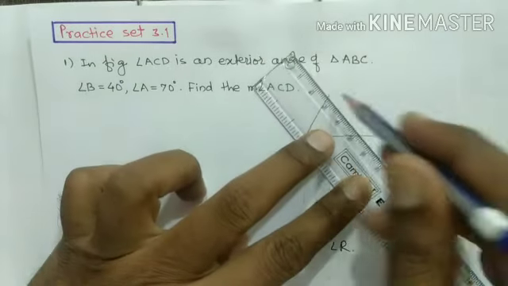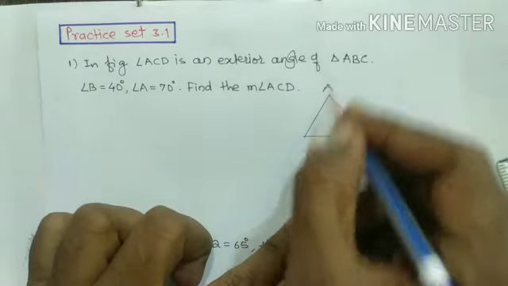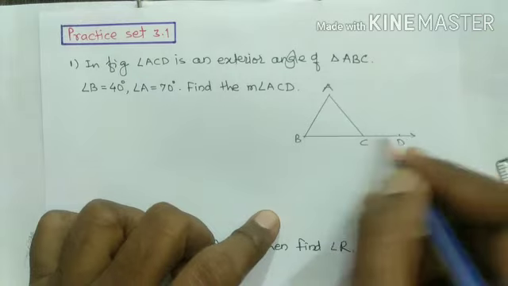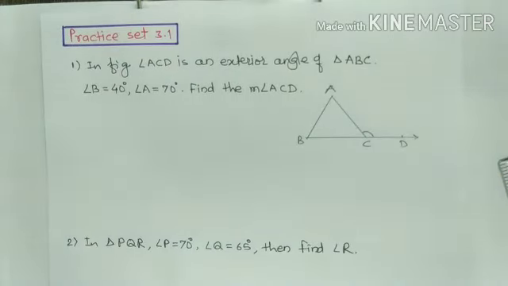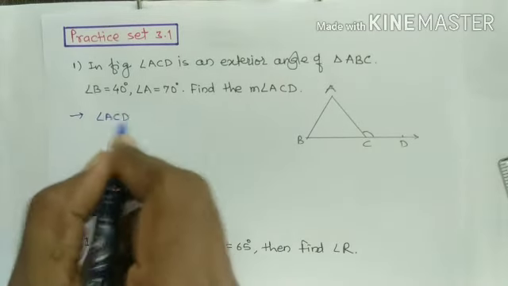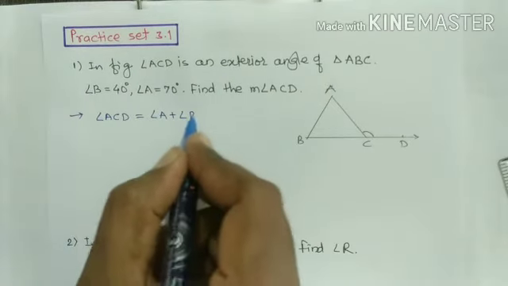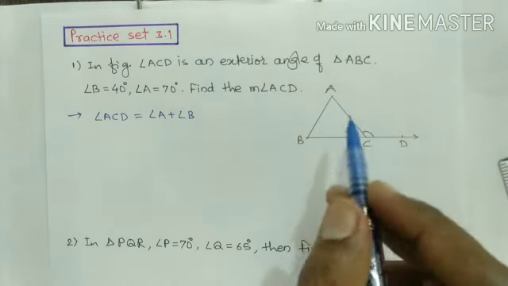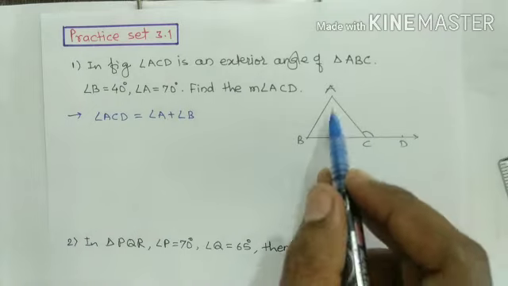See, this is triangle ABC and here angle ACD is an exterior angle of triangle ABC. Now angle ACD equals angle A plus angle B, because by using the remote interior angle theorem, the measure of an exterior angle is equal to the sum of its remote interior angles.